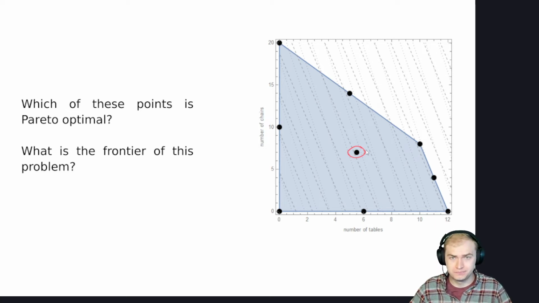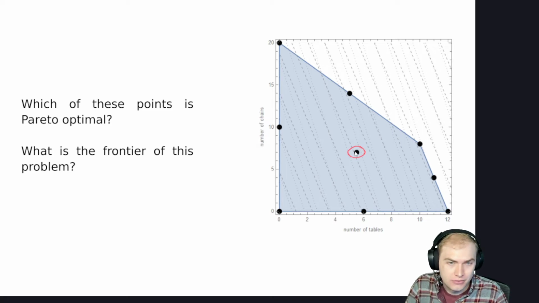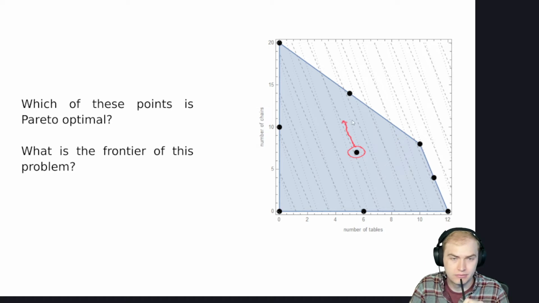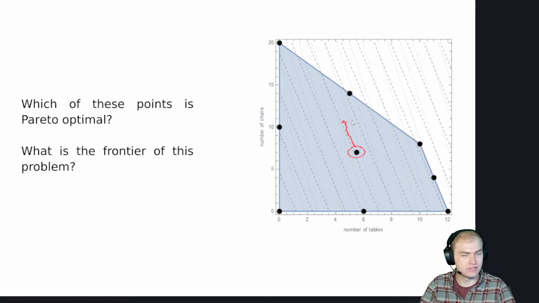Well, what's the problem? We can see that if we were to push it this way along the level set for either objective, we would improve the other objective because they're not quite parallel, without affecting the other objective.